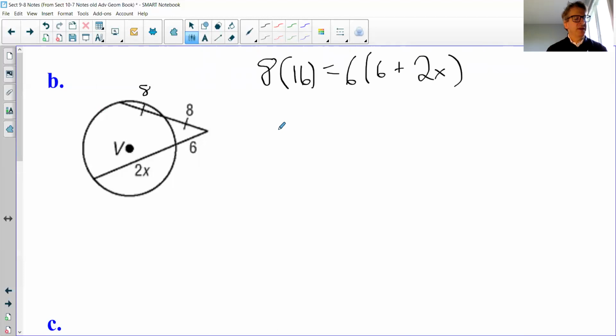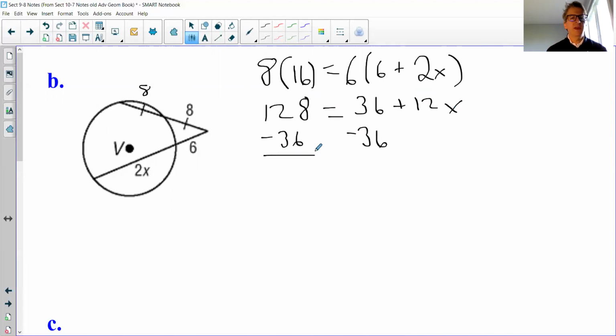So 8 times 16 is 128. 6 times 6 is 36, plus 12x. Subtract 36 from both sides, and you end up with 128 minus 36, which is 92. And that is equal to 12x.